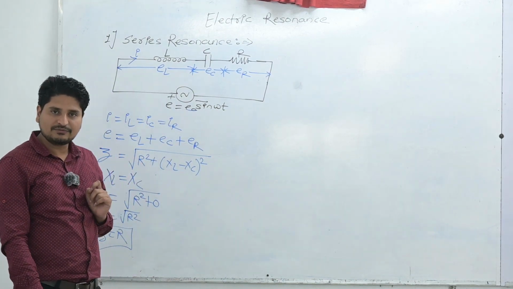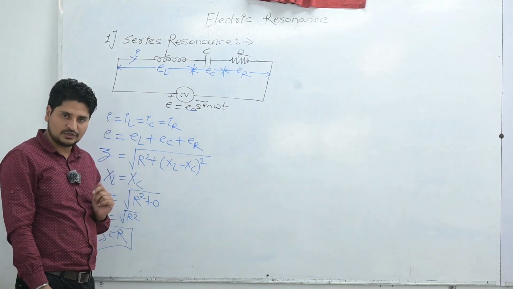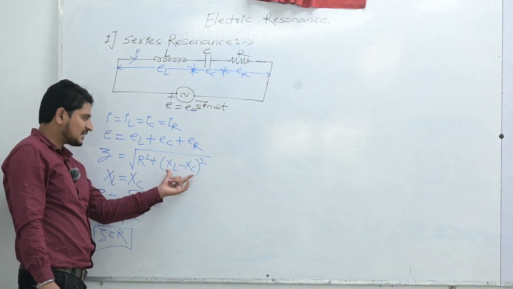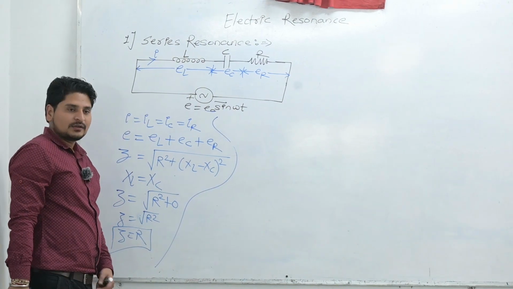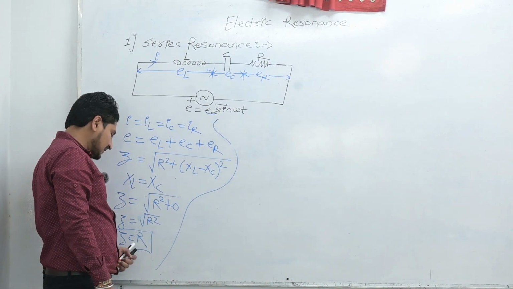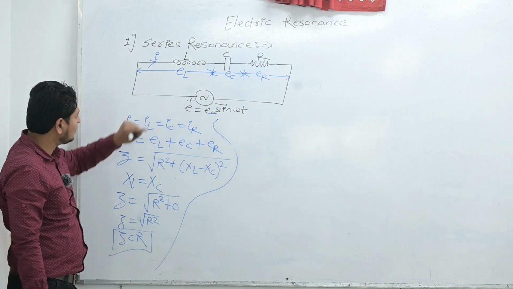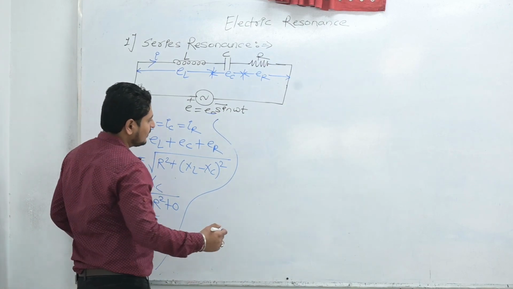EMF और current आपका same phase में रहेगा. That means the phase difference between EMF and current is zero. Clear? So then Z is equal to R. So we are minimizing this value. So that's why the current is minimum here. So when your impedance is equal to your resistance, this circuit acts as a purely resistive circuit. So due to minimizing this value, the impedance is minimum.